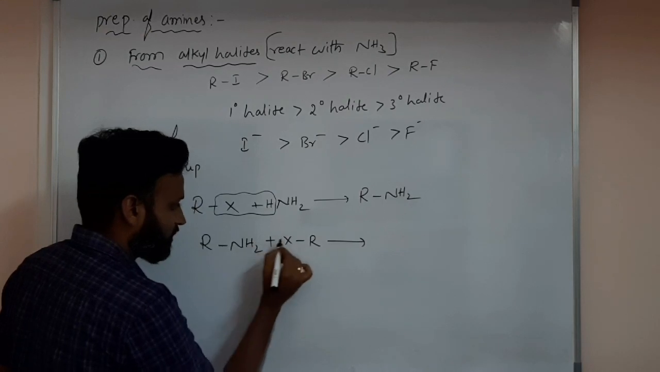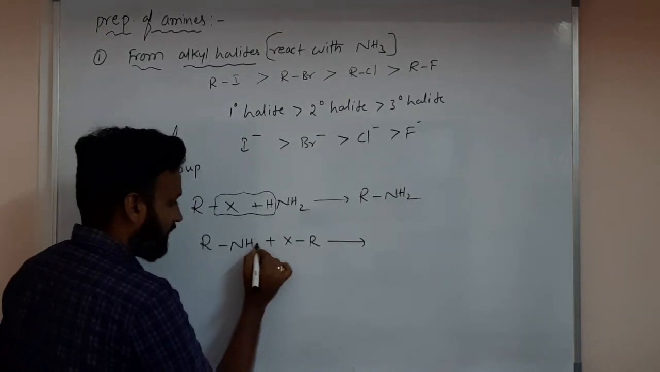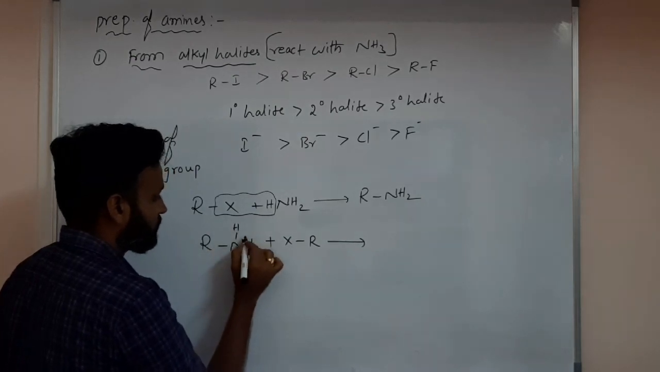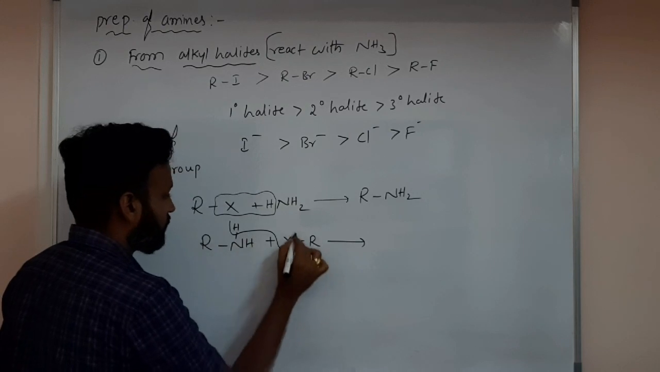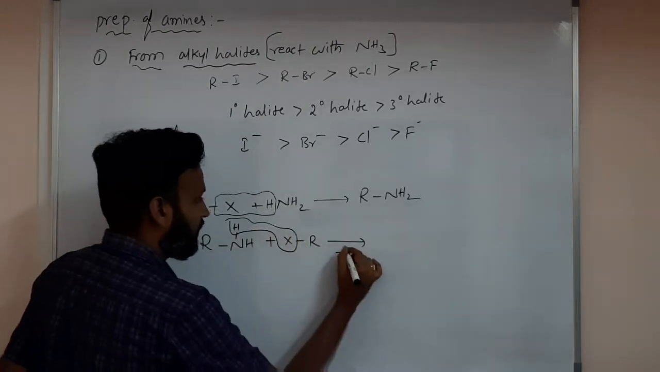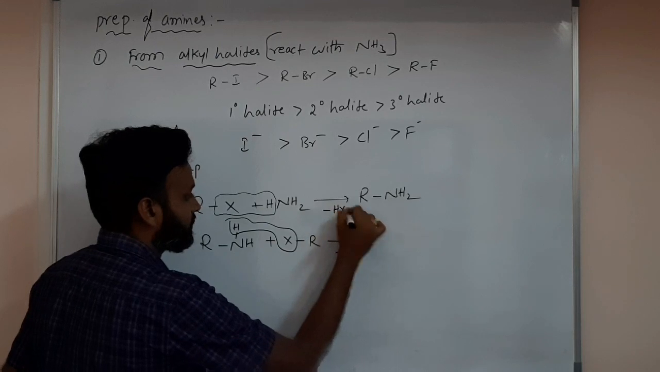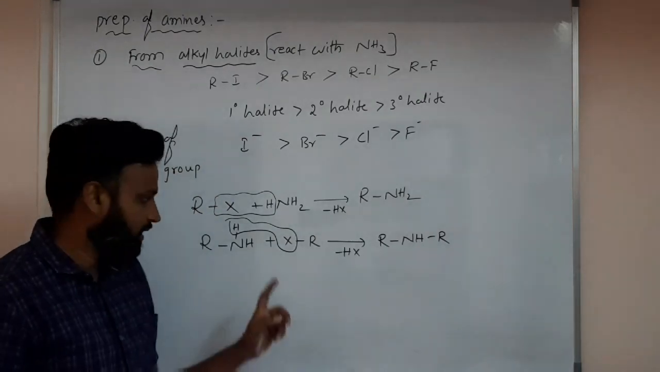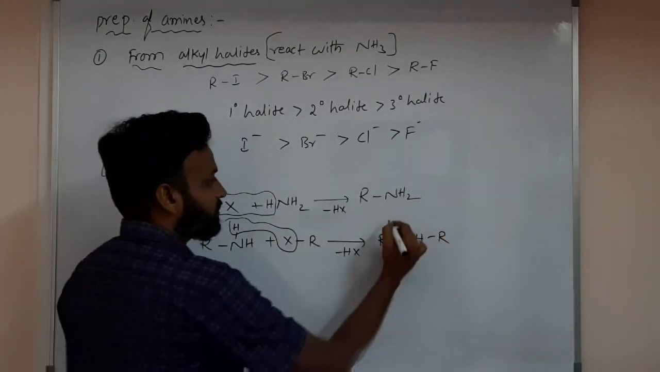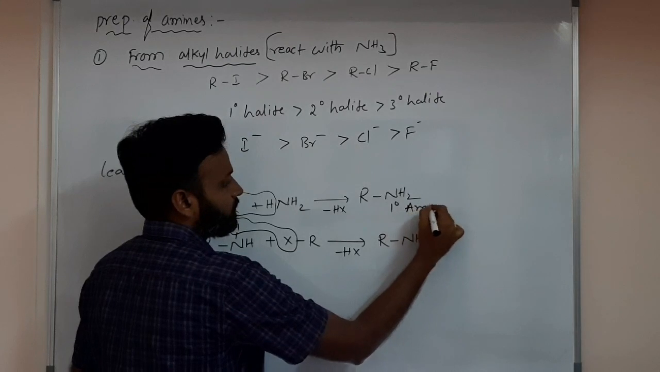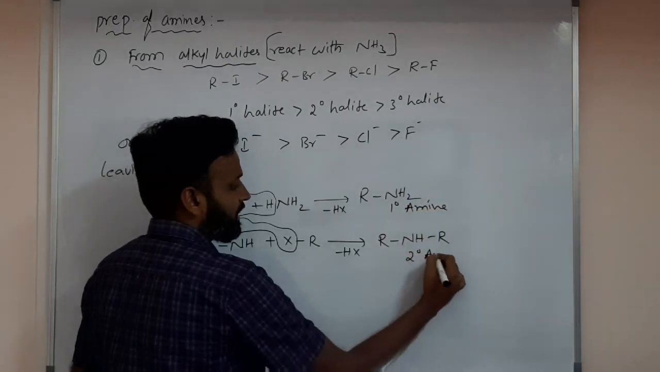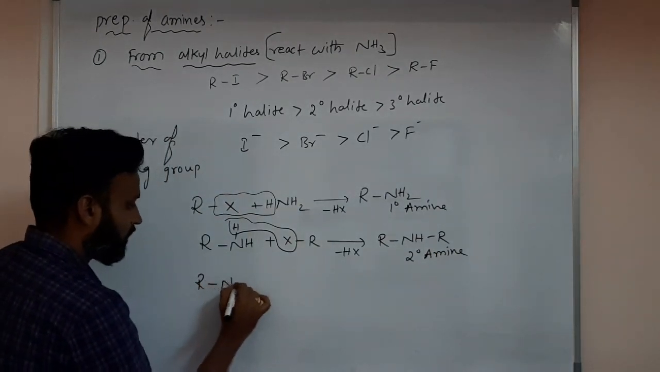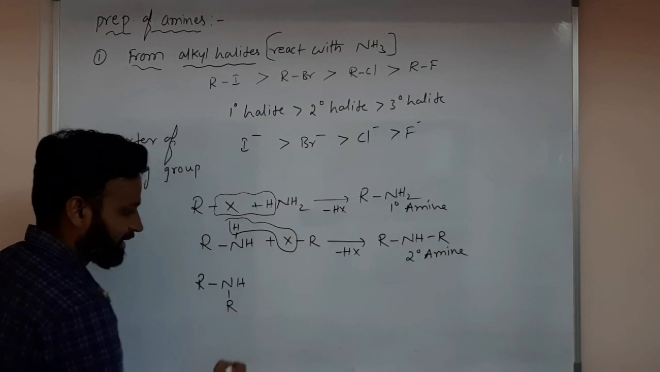Again hydrogen from here and X from here will be removed. Here I will write NH2 as NHH. So this H and X will go, minus HX. Here also minus HX. Then you have R-NH-R. This R-NH2 is a primary amine and R-NH-R is a secondary amine. I am writing R-NH-R like this.